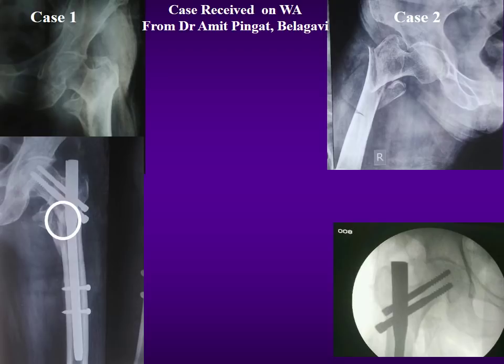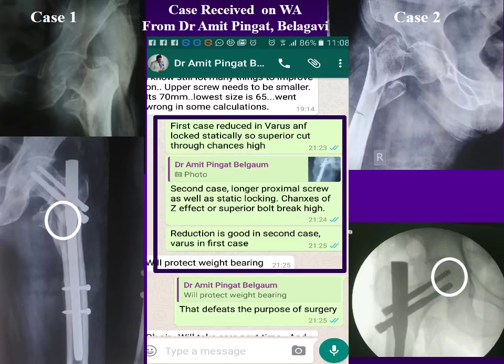In the second case, you can see the superior screw is longer than the inferior screw. That indicates there is a possibility of either the Z effect happening, if there is a gap medially, or the superior screw breaking, because that screw is not made to take the load of the hip. The inferior screw is the one which is made for weight transmission. So the superior screw takes the load and breaks.